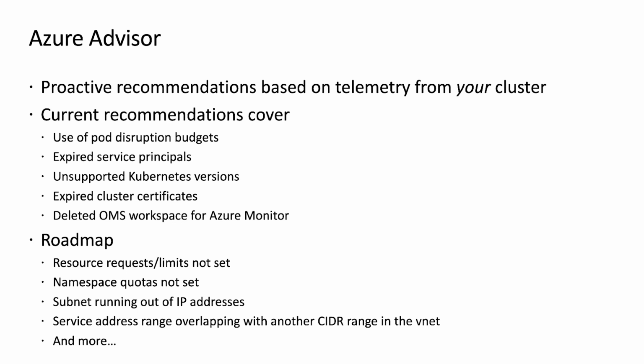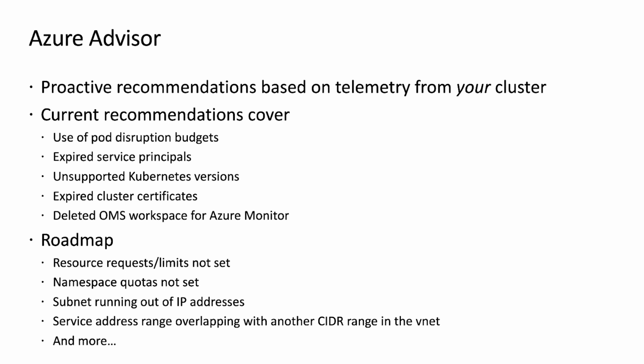We currently offer 5 recommendations related to pod disruption budgets, expired service principals and cluster certificates, unsupported Kubernetes versions, and missing OMS workspaces. We have a lot more planned, including some that directly address common issues with Kubernetes resource management. Now, the idea with these recommendations is to make you aware of things you should be considering in your environment and provide suggestions. However, how you consume and apply them will be a function of your specific situation. To illustrate that, let's look at a couple of specific examples.